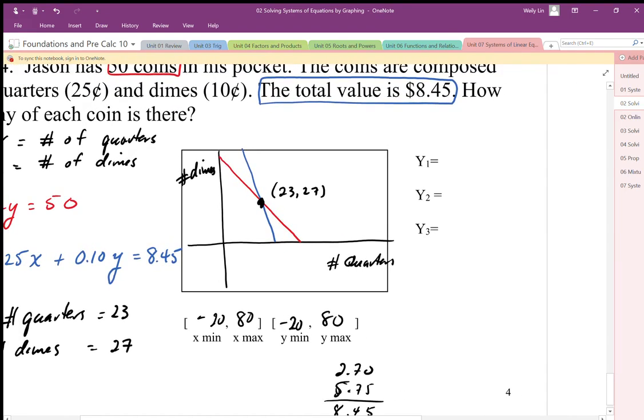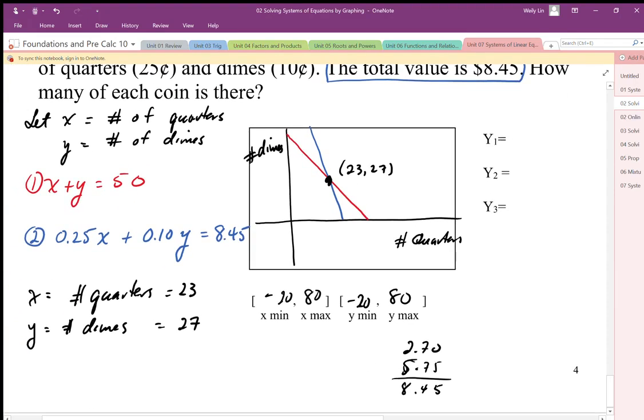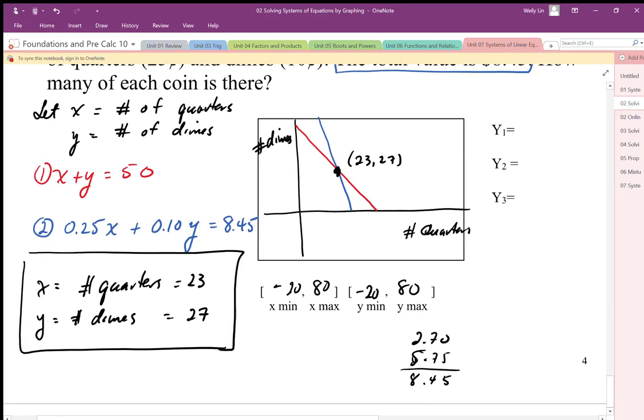My coins add up to 50. Yeah, that fits the first relationship. This must be my solution. And the solution is where the two relationships, or the two graphs, intersect.